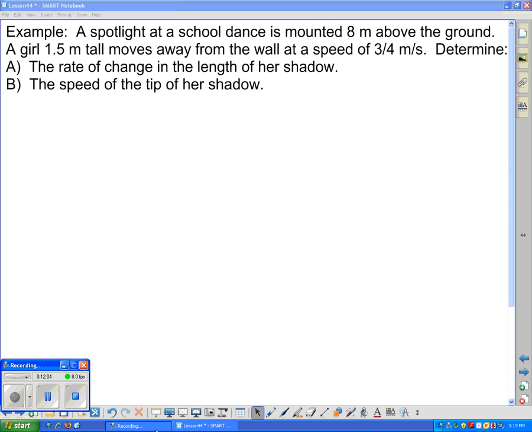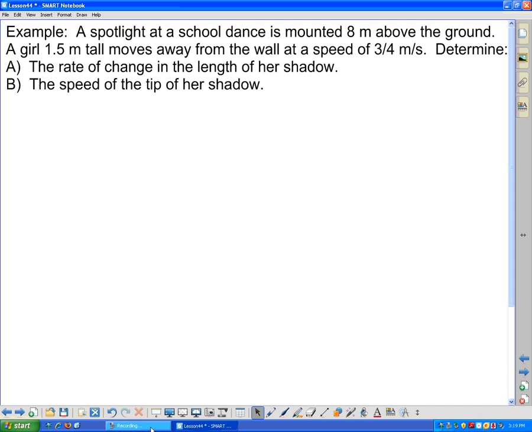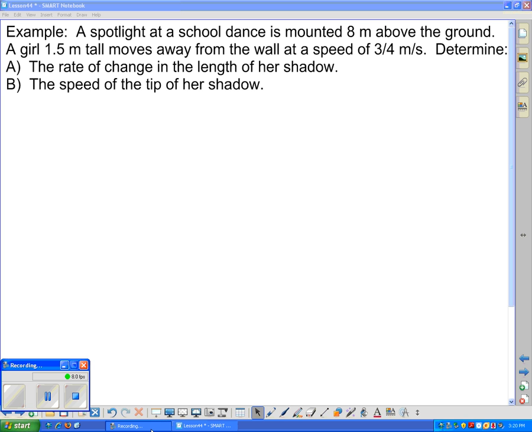On to our final example. A spotlight at the school dance is mounted 8 meters above the ground. A girl 1.5 meters tall moves away from the wall at a speed of 3/4 meter per second. Determine the rate of change of the length of her shadow and the speed of the tip of her shadow. And I'm going to have to break this off because I don't want to rush through this one as well. I'm just going to continue through.